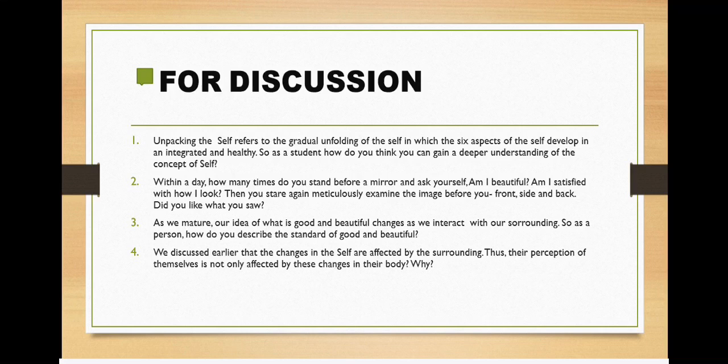Number 3. So as we mature, our idea of what is good and beautiful changes as we interact with our surroundings. So as a person, how do you describe the standard of good and beautiful? Today in our generation, our standard for what is good and beautiful has also changed, partly because of the influence of Western culture. For them, a beautiful woman has a long nose, lighter, fairer skin, blonde or colored hair, and a slim body figure, and other features commonly seen among Western women.